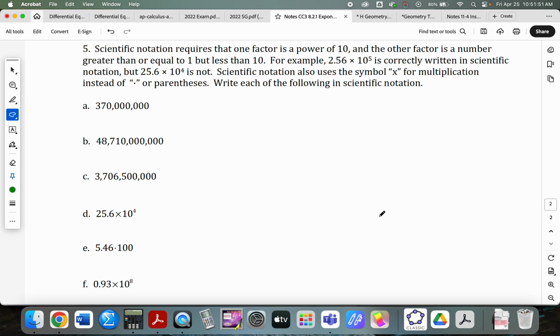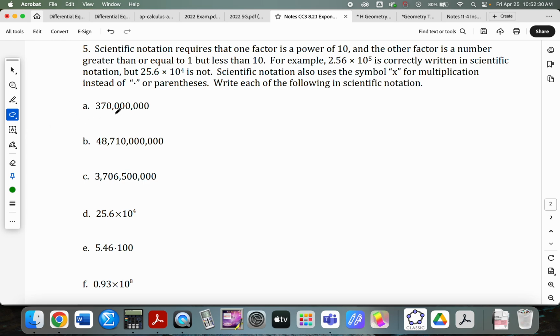So, here are the rules for scientific notation. One factor is a power of 10, always. The other factor is a number greater than or equal to 1, but less than 10. So 2.56 times 10 to the 5th is correctly written in scientific notation, but 25.6 times 10 to the 4th is not, because that first number has to be equal to or greater than 1, but less than 10.